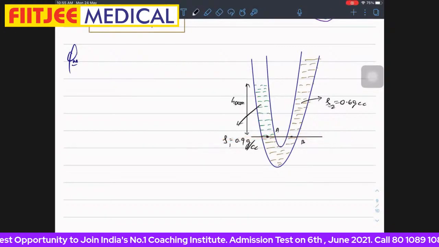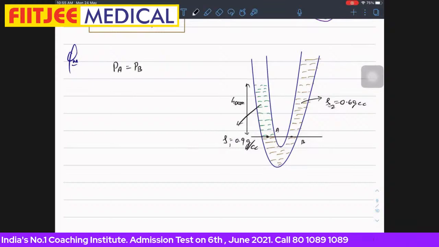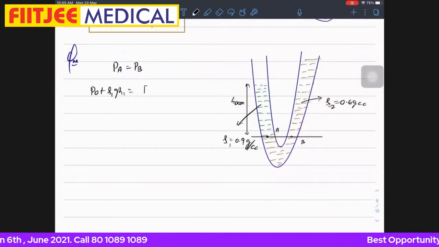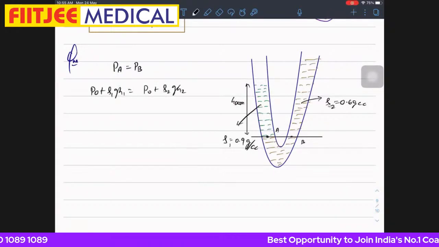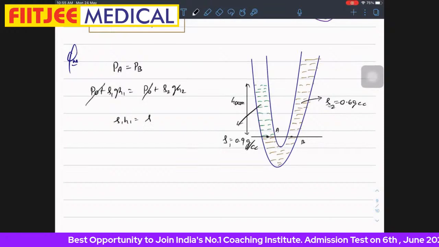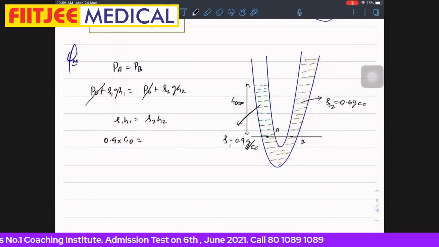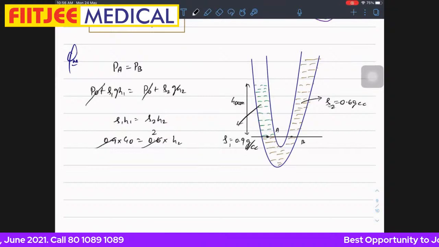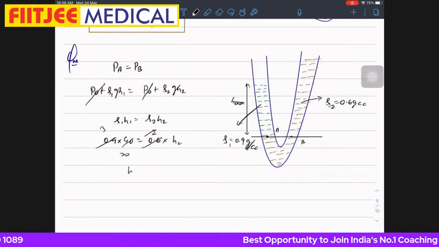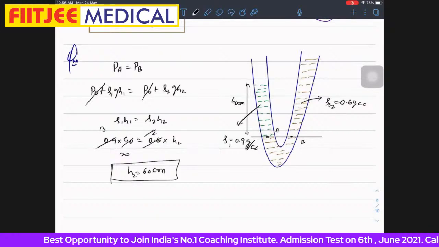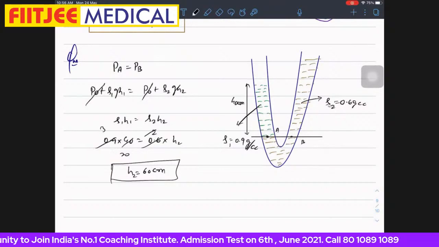So what we can write here: pressure at point A should be equal to pressure at point B. Pressure at point A, I can write rho 1 into g into h1. Pressure at point B, rho 2 into g into h2. P naught is cancelled. So rho 1 h1 should be equal to rho 2 h2. Rho 1 is how much? 0.9 into 40. Rho 2 is 0.6 into h2. So this will come 2, this will come 3, this is 20. So h2 will be equal to how much? 60 centimeter. So this is how we'll deal with problems related to the U-tube manometer.